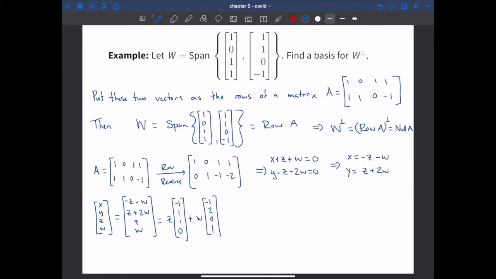Now, normally, we would think of these two vectors as being a basis for the null space of the matrix A. However, the null space of the matrix A is just the orthogonal complement of W, so by finding a basis for null A, we've really found a basis for the orthogonal complement of W. And that answers our question.